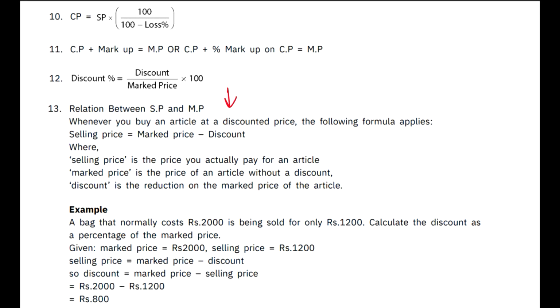Okay, now what is important for you people to remember is number 13. Whenever you buy an article at a discounted price, you are actually taking the selling price, and that selling price is the marked price minus your discount. Okay, this relationship will help you get all the questions done. I will be giving you some examples.